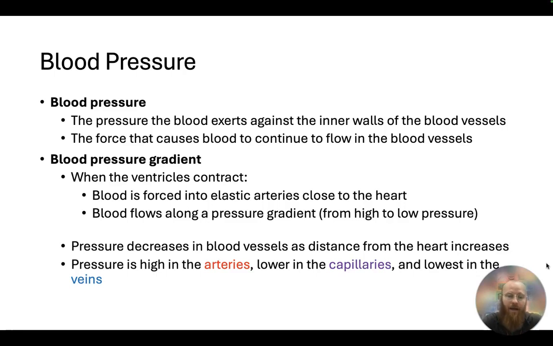Pressure is going to be highest in the arteries, lower in the capillaries and capillary beds, and lowest in the veins. You might remember from part 1 where we said that we have to have some extra mechanisms such as valves and the skeletal muscular pump to make sure that we can still go against gravity, because veins typically will exist under lowest pressure.